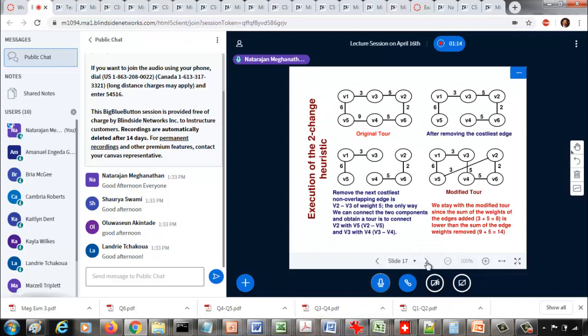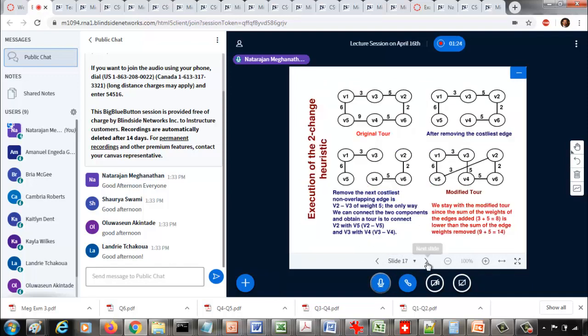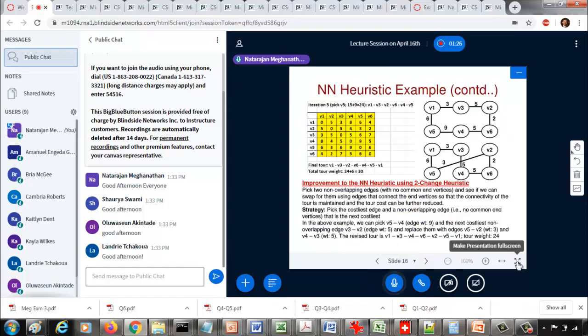So what we saw last time is this heuristic. We're going to look at two heuristics. The first of the two is the nearest neighbor heuristic. We went through the process last time. Let me just quickly go through that.